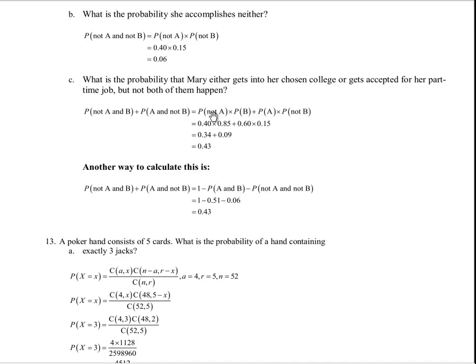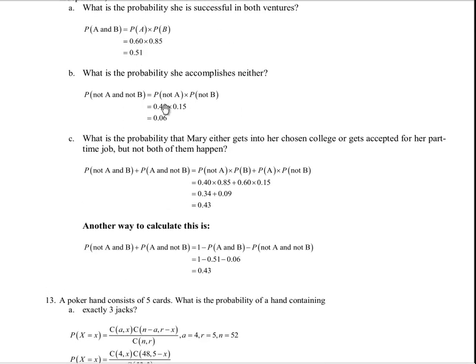So the probability of not A, remember A was 0.6, so this would be 0.4. The probability of B we're told was 0.85, plus the probability of A we were told was 0.6, and since B was 0.85, not B would be 0.15. So if we multiply these, we get these 2 values, add them, we get 0.43. Another way to think of this is 1 minus the probability that they both happen, minus the probability also that they both don't happen, because we're talking about one happening but not the other. So the probability of A and B up here was 0.51, and this probability was 0.06. So if we subtract those 2 from 1, we also get 0.43. So that's another way to calculate it.